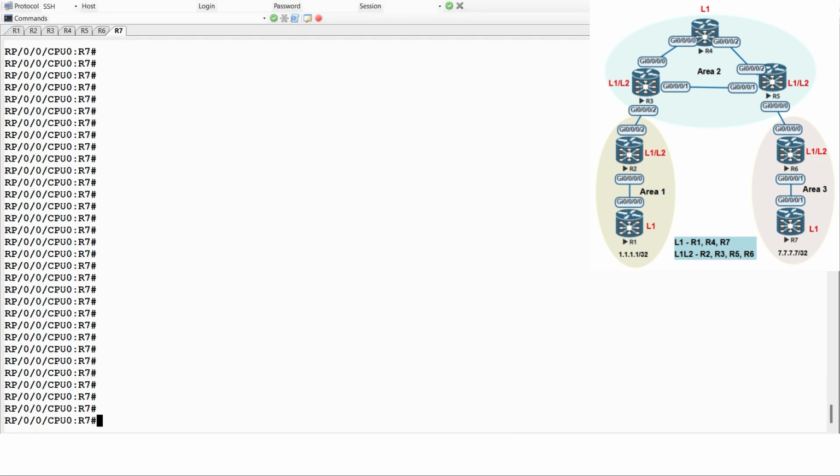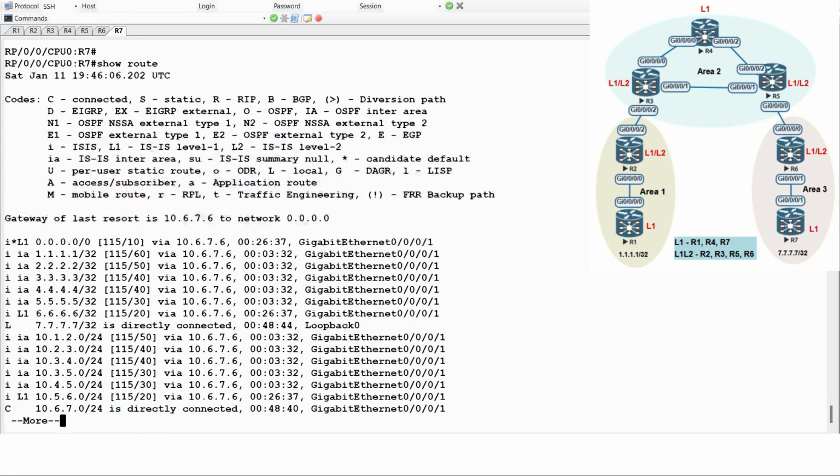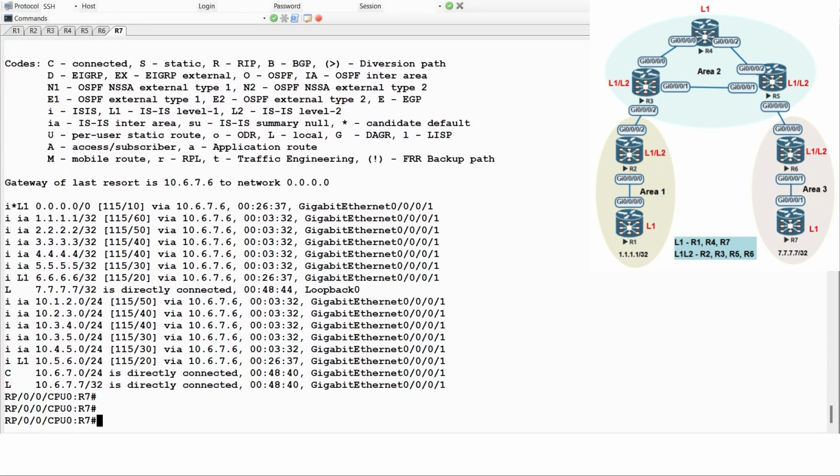Now let's go to router R7 and verify its routing table. As you can see, the routing table on router R7 now has entries to prefixes in other areas, and this happened because of the route leaking from the L2 database to the L1 database on router 6.